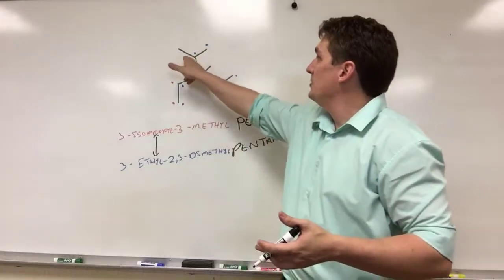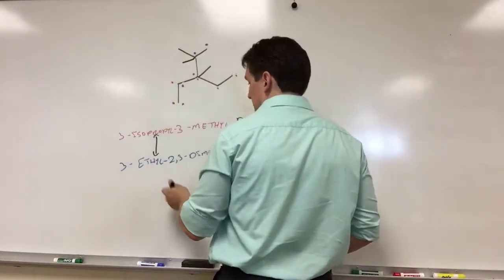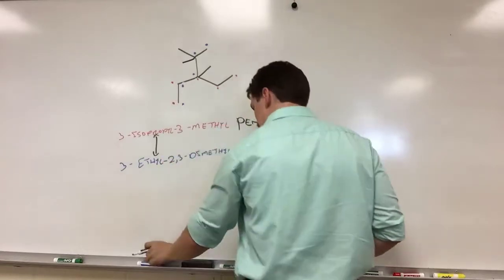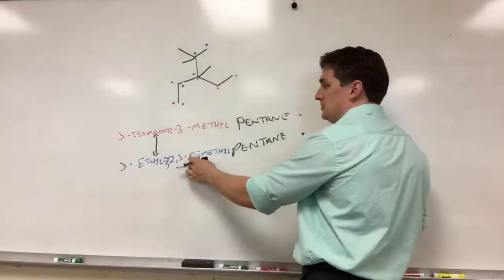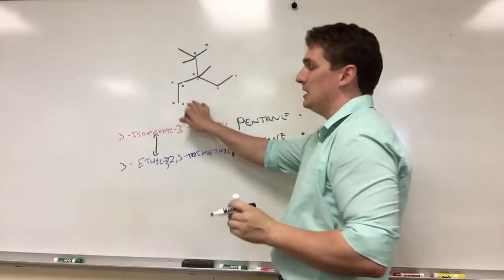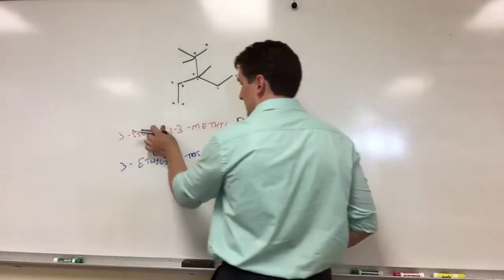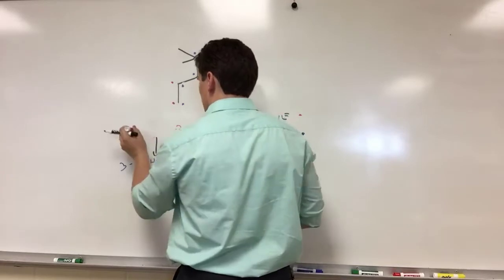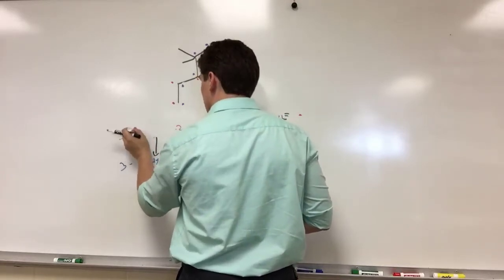So let's say we had 3 over here. In this case, you would have, sorry for crunching up here, 3-ethyl, 2,2,3-trimethyl pentane. You still have your propyl group, but you'd actually have a sec-butyl at this point. I'm sorry, tert-butyl.